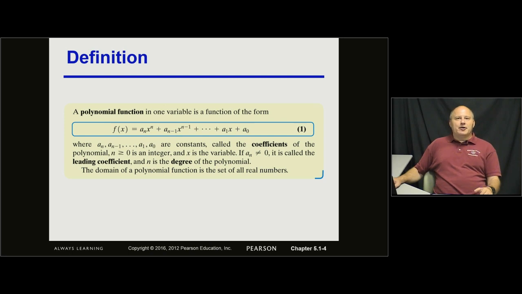The domain of a polynomial function is the set of all real numbers, which is kind of nice, because that means if you have a polynomial function, you can put anything in to get anything out. So you're not restricted on what you can and cannot put in. You can put any value in. So the set is all real numbers.